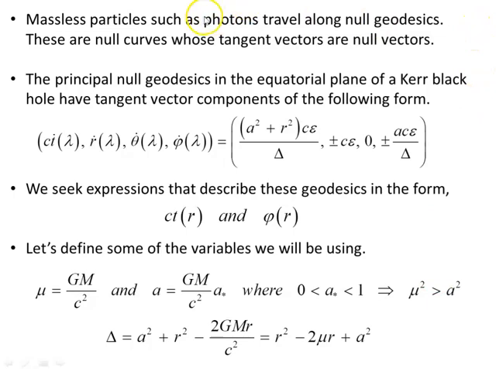Massless particles such as photons, gravitons, and possibly some neutrinos travel along null geodesics. Now, these are null curves whose tangent vectors are null vectors, with magnitude 0.